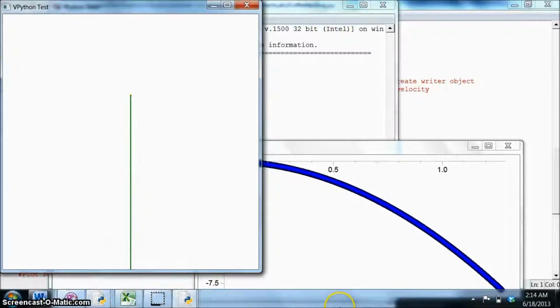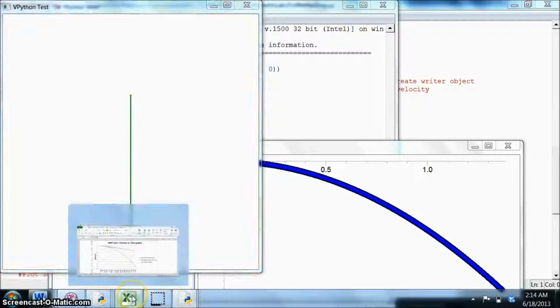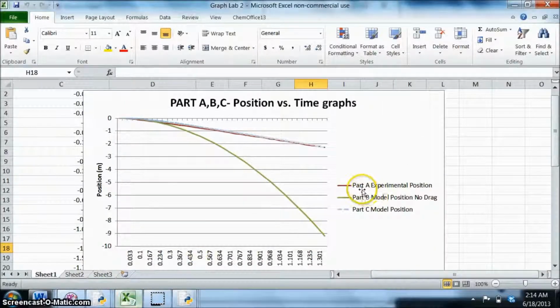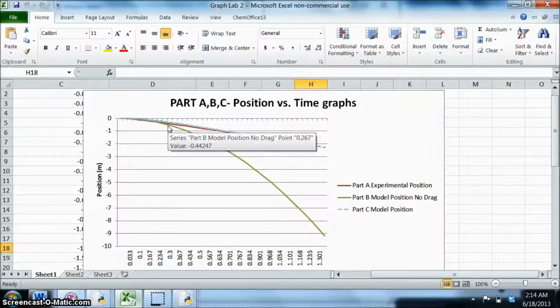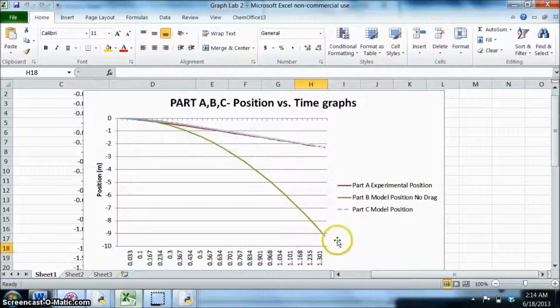It's going to run off the page here too. Now, I haven't talked about the graphs yet, so I'm just going to put them all in one and talk about them. Part A was the experimental, part B was the model position with no drag, and part C was the model position with drag. If you notice, the experimental and the model position with drag are basically the same line, meaning the experiment was pretty successful. This one has a higher velocity, it falls faster. This one has a lower velocity, and it falls slower.